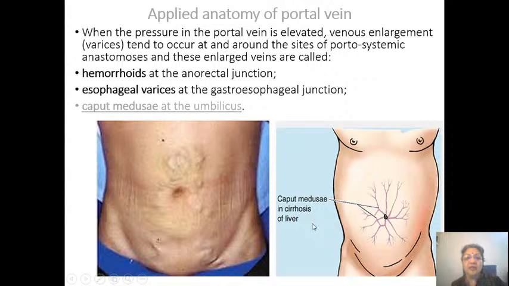In this case, labeled here is one cause, only one cause, which is called cirrhosis of the liver, which happens due to many reasons, but the commonest cause for this kind of appearance would be cirrhosis of the liver.